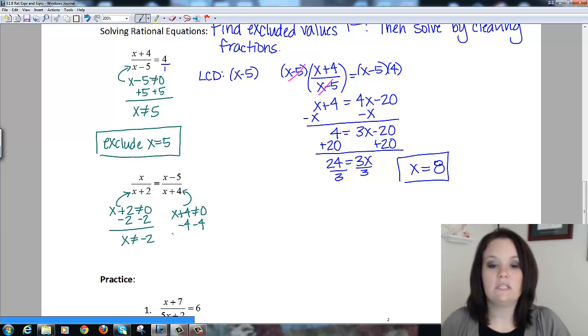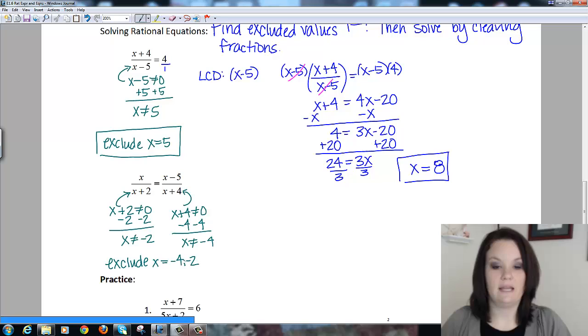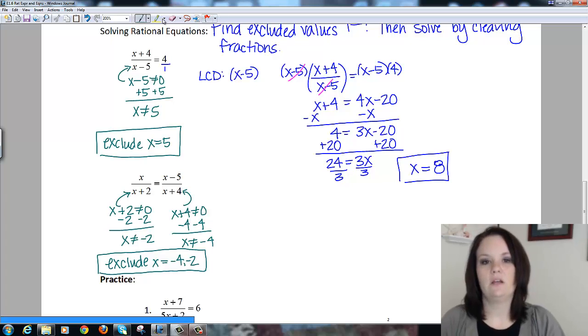So I move my 4 to the other side, which tells me x cannot be negative 4. So the two values that I need to exclude are x equals negative 4 and negative 2. If I were to get either of those answers, I cannot use them. Okay? So now I want to go ahead and solve by clearing fractions.